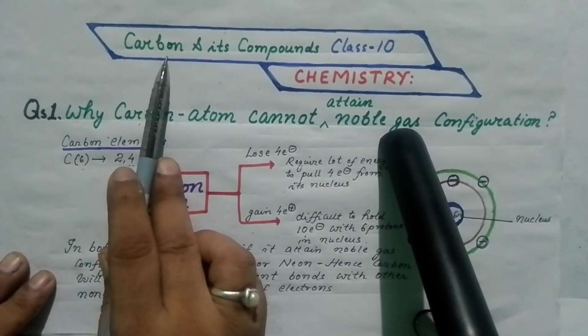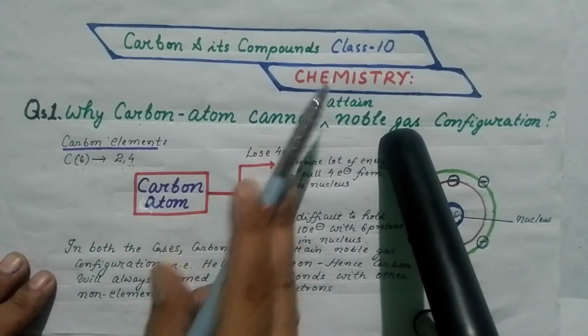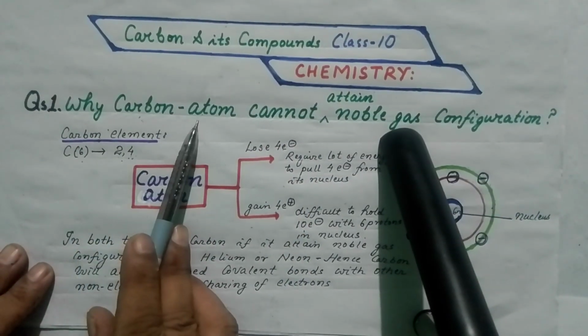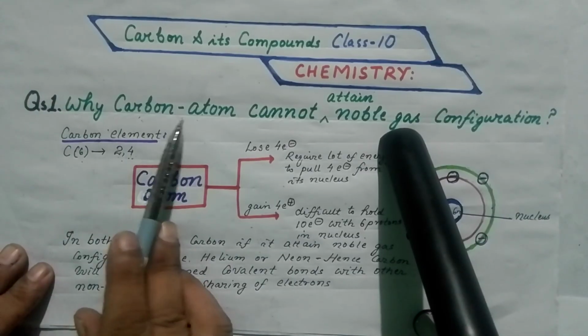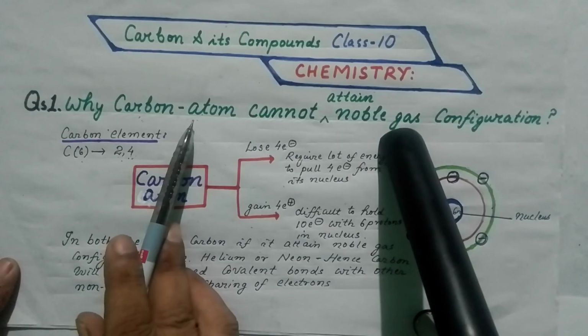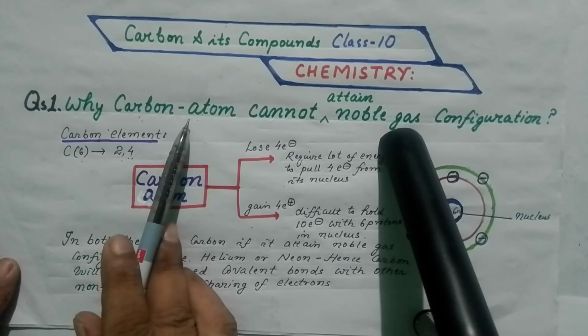The topic is the same chapter, carbon and its compounds, class 10 chemistry. Now, why does carbon undergo covalent bonding? क्यों कार्बन दूसरे एलिमेंट नॉन मेटल के साथ शेयरिंग ऑफ इलेक्ट्रॉन्स करके कंपाउंड बनाता है.